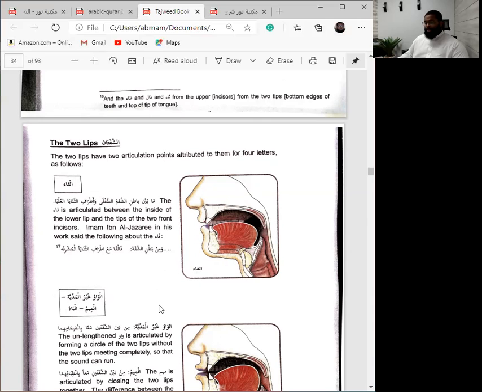The tongue has 10 articulation points for 18 letters. The lips have two articulation points attributed to them for 4 letters. I said 3, so it's 4 letters.